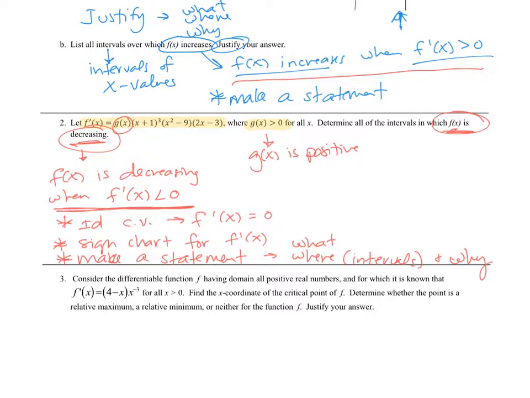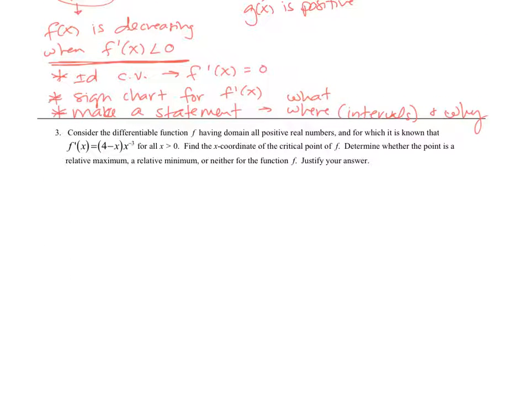Okay? And the last problem on this document, it says, consider the differentiable function f having domain all positive real numbers, and for which it is known that f prime of x is equal to 4 minus x, that quantity, times x to the negative 3. Whew, okay? For, again, all values of x greater than 0. It says, find the x coordinate of the critical point of f. Determine whether the point is a relative maximum, minimum, or neither, and justify your answer.